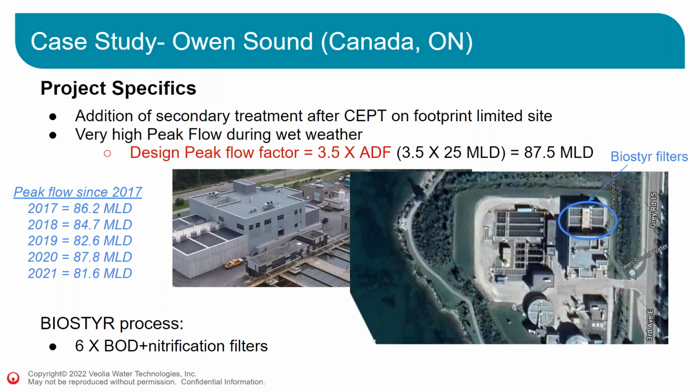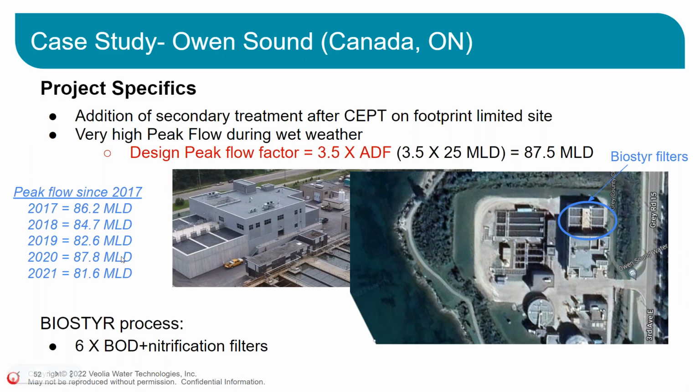And then there's Owen Sound in Canada. This one is mainly to show you the importance of, well, this is a diluted application and there's a big peak flow factor in this one. It was designed for a peak flow of 3.5 times the average design flow, which is about 87 million liters per day. What we wanted to show you here is that sometimes you design for peak flow, but you don't really know what the real performance of the filter is over time.